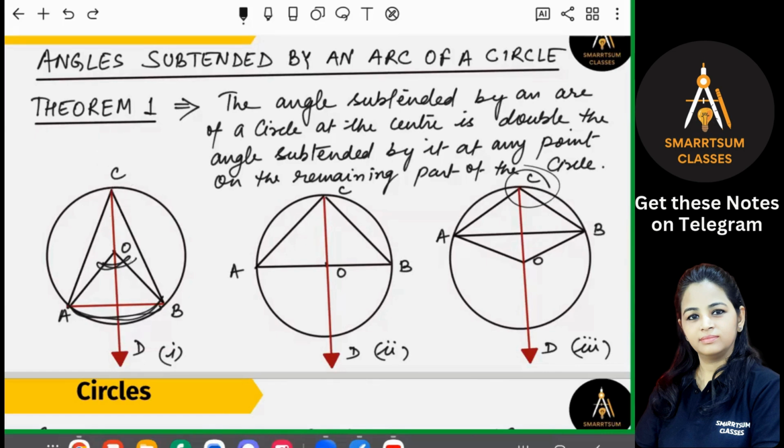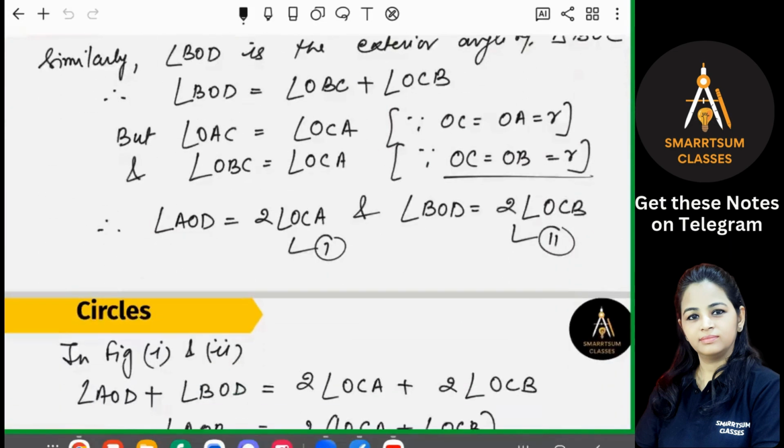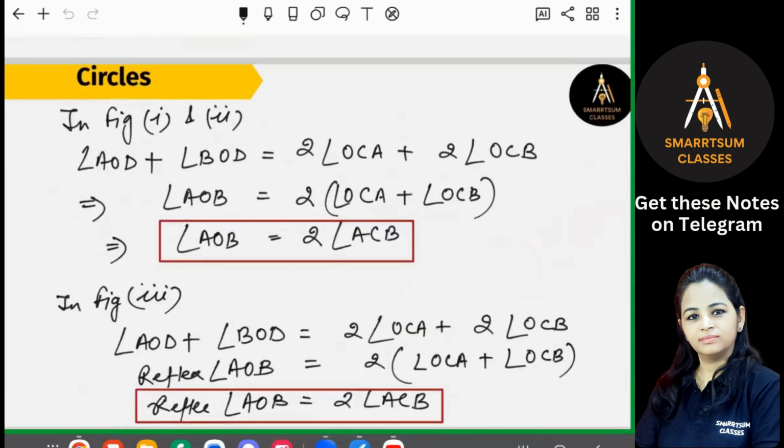And this is a very important theorem from the question point of view, right? So you should be very clear about it, right? Okay, and you have to learn this theorem, and how to prove this theorem. I hope everybody understood how to do this question, yes or no? So we have proved this.